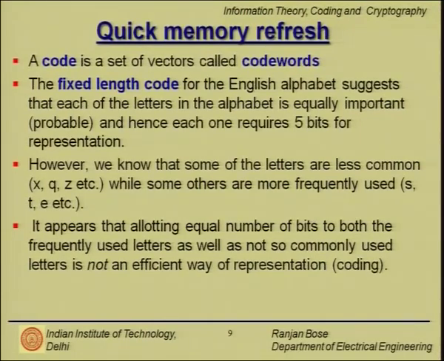However, there is a simple observation that we can make. Not all letters are equiprobable. What does it mean? We should not really allocate an equal number of bits for less probable as opposed to more frequently appearing letters. So, there could be a better strategy than to allocate an equal number of bits for all the letters in the English alphabet.